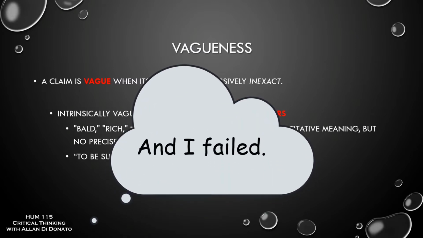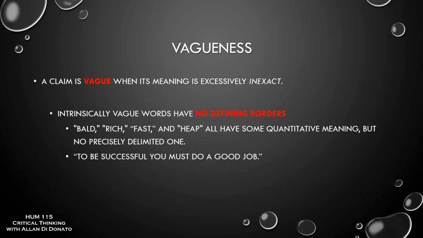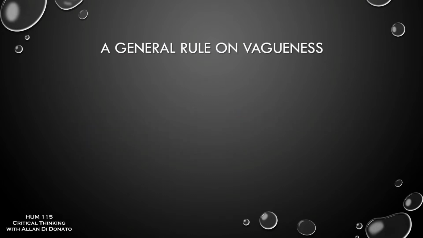To be successful, you must do a good job. That's a pretty vague statement. We don't know what successful exactly means. We don't know what exactly a good job is. So a lot of times we need to choose some better language, some better terms, to try to make that more precise or exact.